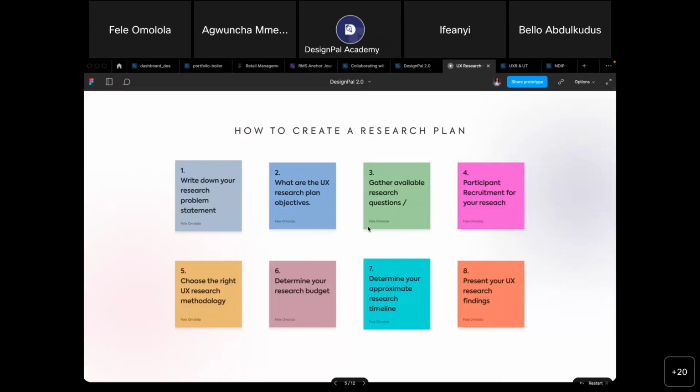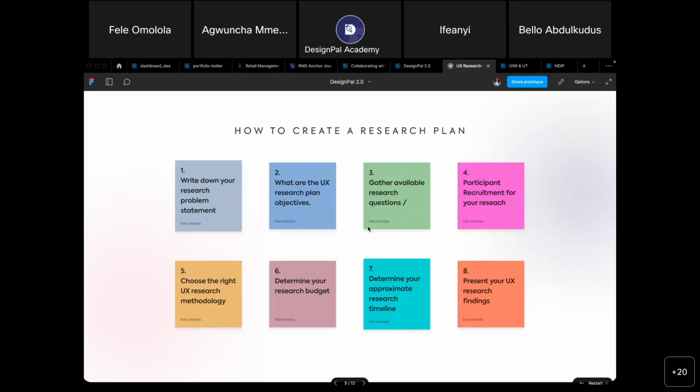It's very, very important. So it's always important for you to take your stakeholders and other team members, make sure they are well aligned and always make sure that they understand why you're undertaking the research, and what you're trying to accomplish at the end of this research plan. Do you understand? So it's very, very important.